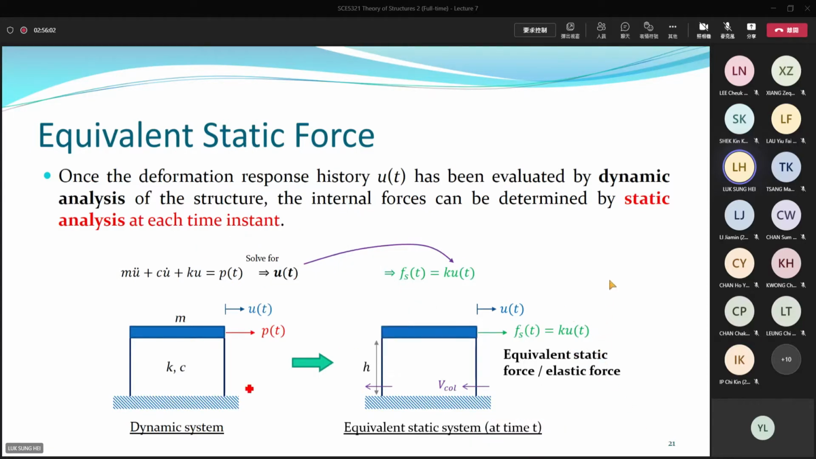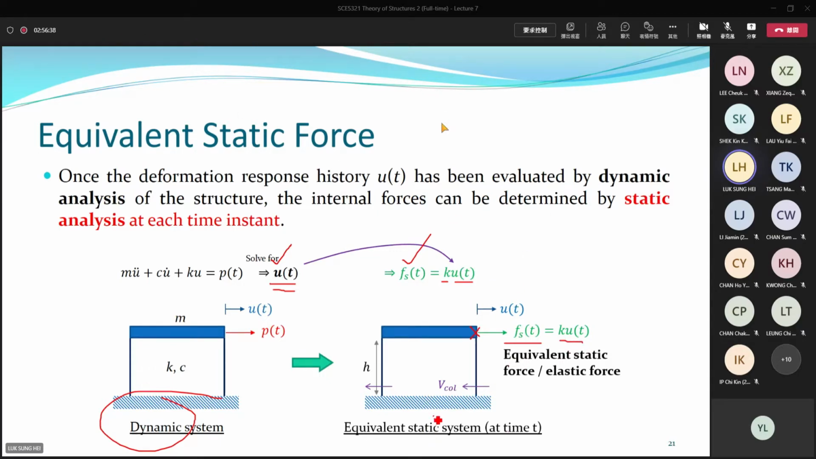Right, just like here. Firstly, you solve a dynamic problem, find out the displacement history, and then depending on what time you're going to consider. Normally, you consider the time that gives you maximum displacement. Maximum displacement gives you maximum force. The force at time instant t is equal to K times the corresponding displacement. This force is the so-called equivalent static force. And just like that, there is a static force applied on the structures right here. The force magnitude is equal to K times displacement.